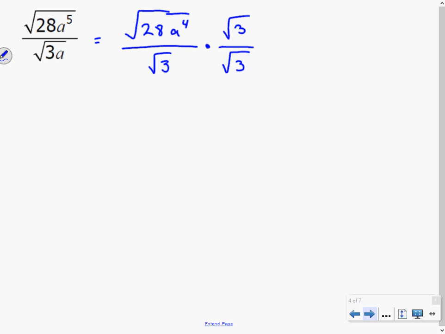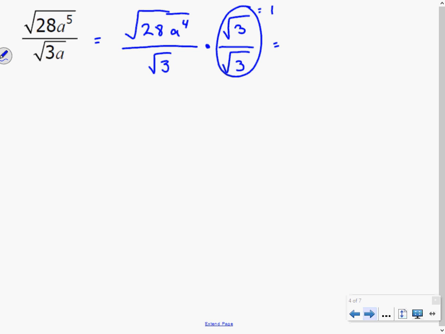I'm also going to multiply the numerator by the square root of 3, because if I multiply by the square root of 3 over the square root of 3, this is essentially just equal to 1. If I multiply something by 1, it doesn't change the value. We've seen this strategy quite a few times this year. So when I multiply my numerator by the square root of 3, I end up with 100.